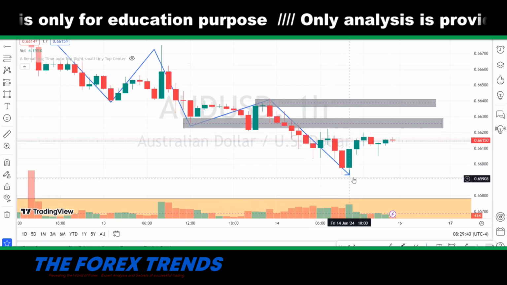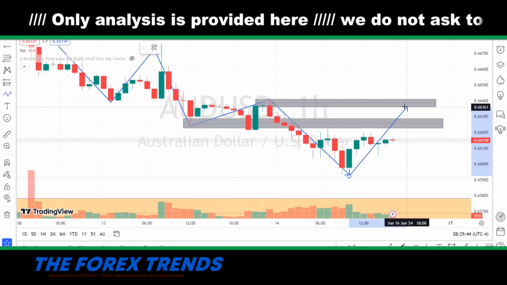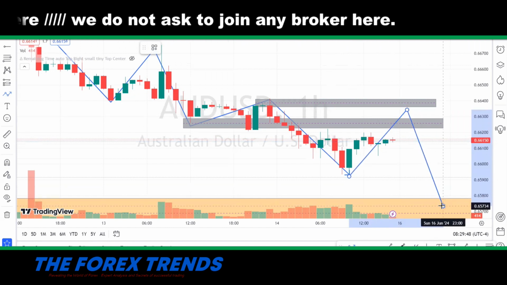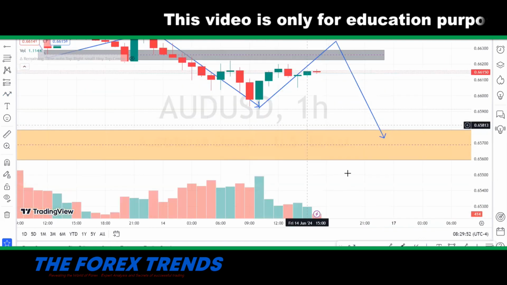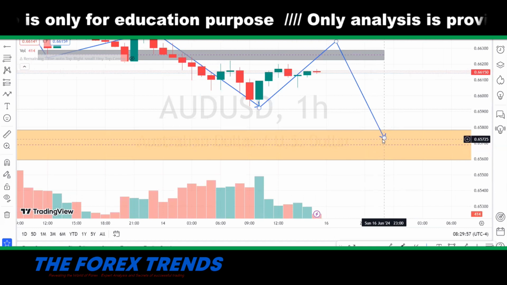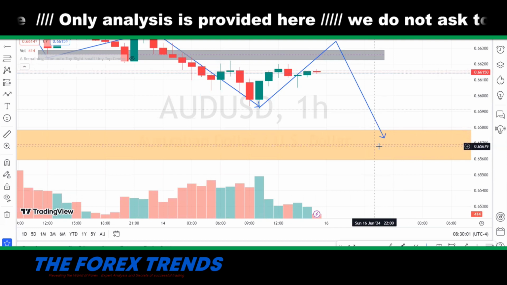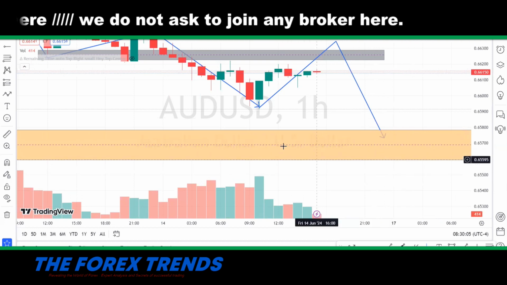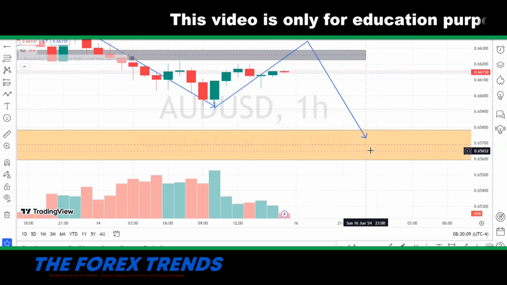And now expecting it may move like this, up to this support of day structure. So if we get the price at day structural support, that is 0.6570 to 0.6560 level, we may initiate a buy from here because this is day structural support.